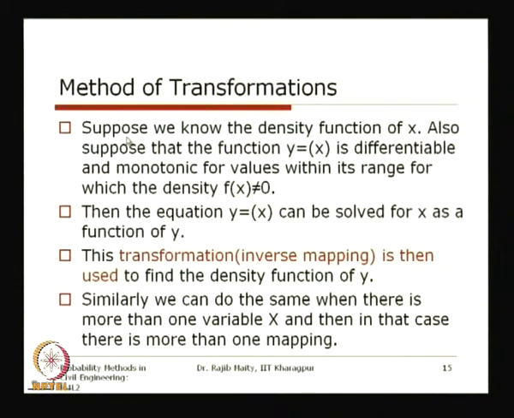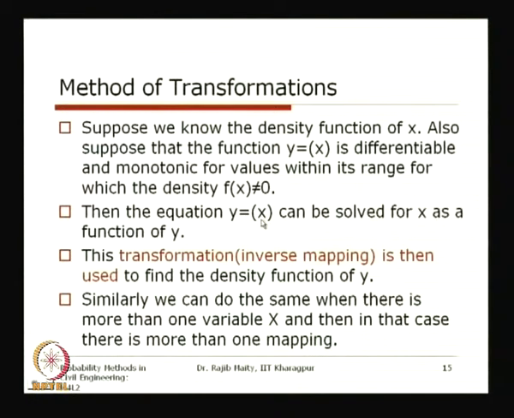So once again, I read that suppose we know the density function of x, and also suppose that the function y equals g(x) is differentiable and monotonic for the values within its range for which the density f(x) is not equal to 0. We have explained why monotonic is required and what it is. Another requirement is differentiability. We will see what happens if it is not differentiable at a particular point, and it will be clear when we refer to the fundamental theorem.